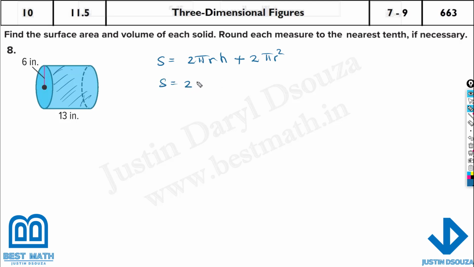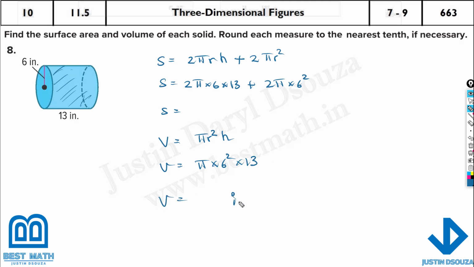So what is the surface area? It's 2 pi. R is given as the radius, 6 inches. 6 times the height, 13 inches, plus 2 pi and 6 squared. Just put that in the calculator, you get the answer. Now what about the volume? Volume is pretty easy. Pi r squared is the area, multiplied by the height. That's it. Volume will be pi into 6 squared times the height, 13 inches. Now whatever answer you get will be in inches cubed, and here it will be inches squared.